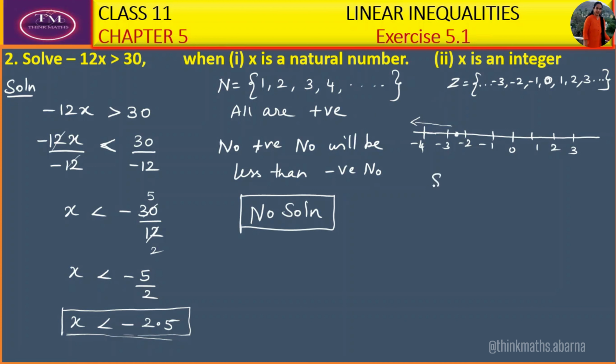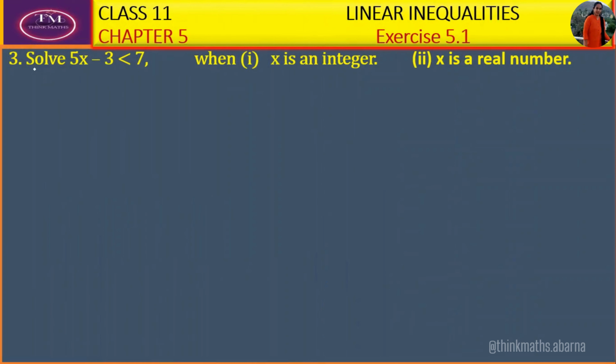Okay. So, solution set. Solution set is minus 3, minus 4. These are the values. So, the maximum value is minus 3 and it goes on reducing. Minus 4, minus 5, minus 6, minus 7, it goes on that way. Okay. So, this is the solution set for this problem. Clear? So, moving on to the third problem.